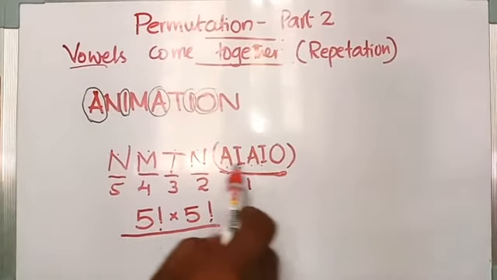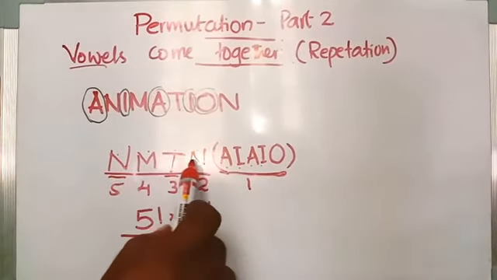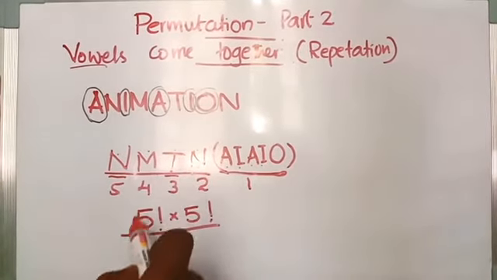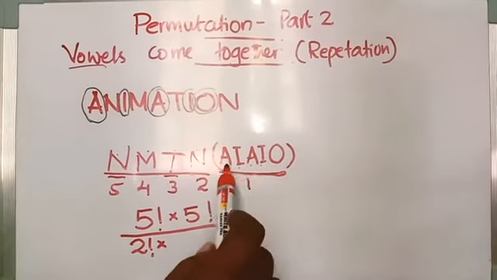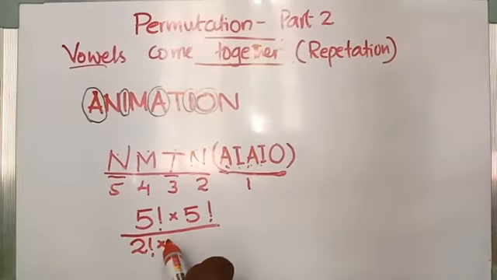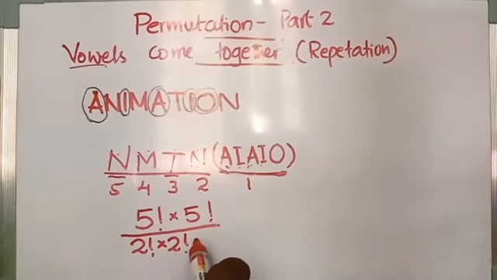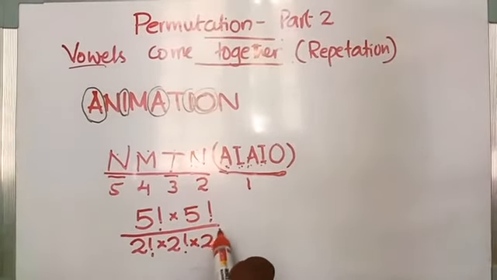Now let's see the repetition. When you see these consonants, there are 2 N's, so divided by 2 factorial, into. When you see this group, there are 2 A's, so divided by 2 factorial, into. There are 2 I's, so into 2 factorial.